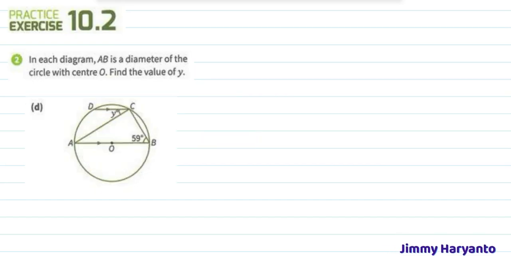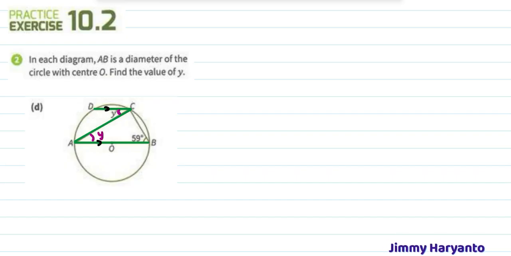Next is D. For D, we can use these shapes like Z, and the question says this one is parallel. If it is parallel, that means we can find the corresponding angle. The corresponding angle will be this one. It will be equal. So this one also y.